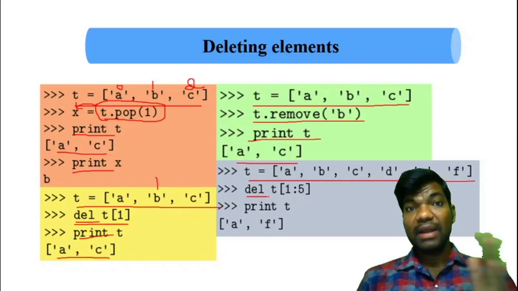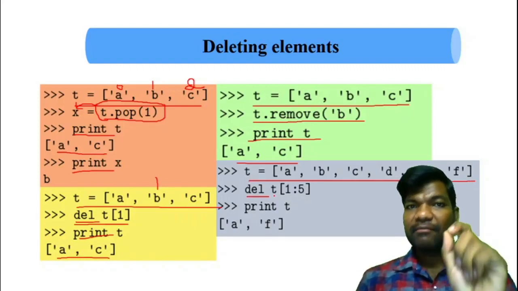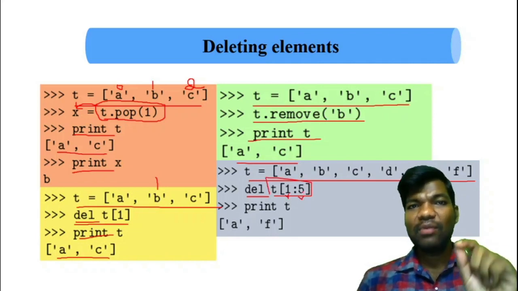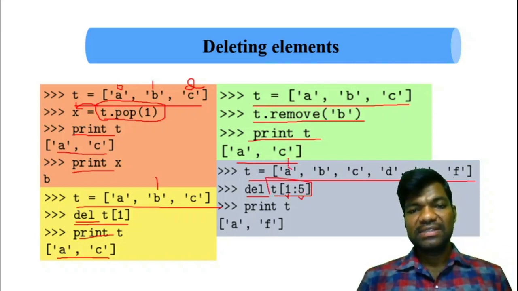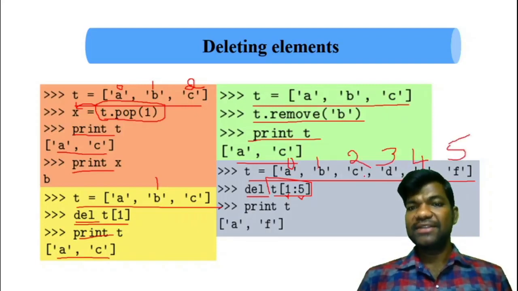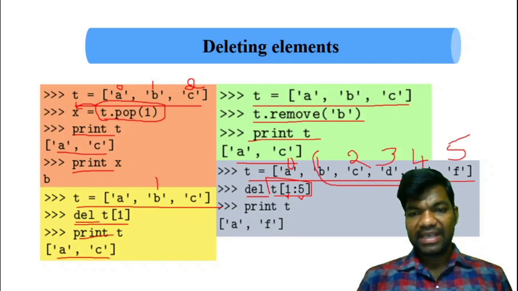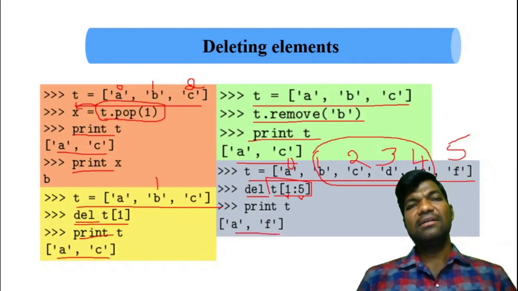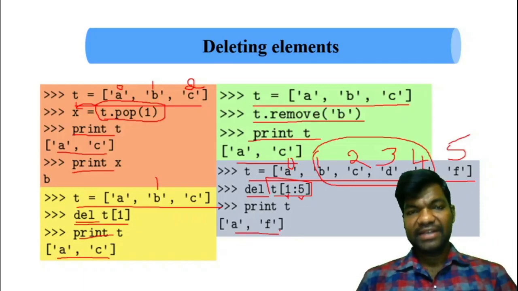Next, take this one, A, B, C, D, E, F, one list. You can delete multiple elements also, from starting to ending. So T of 1 is the starting point, and this is the ending point, but the ending point is excluded. This is 0, 1, 2, 3, 4, 5. So 1 is included, 5 is excluded. So B, C, D, E are deleted. What are the remaining? A and F are printed. So that is deleting elements.